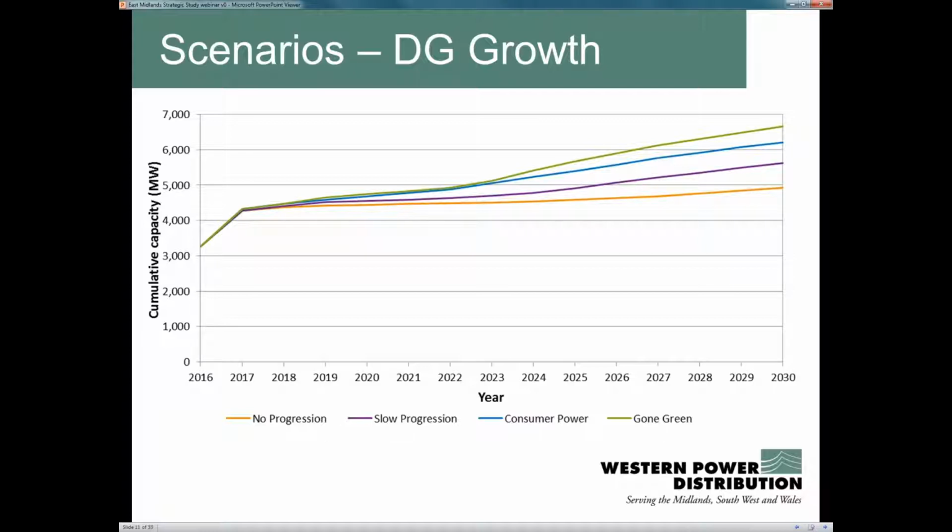We see that as a kind of short-term hurdle, and then as we start going out towards 2018 onwards, we see the growth scenarios again operating in a range between that no progression and that gone green scenario, but certainly we see generation growing in the area and not reducing.